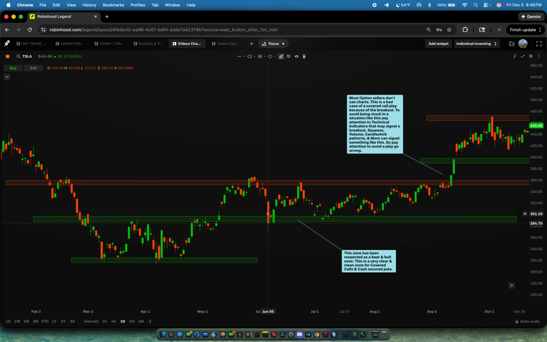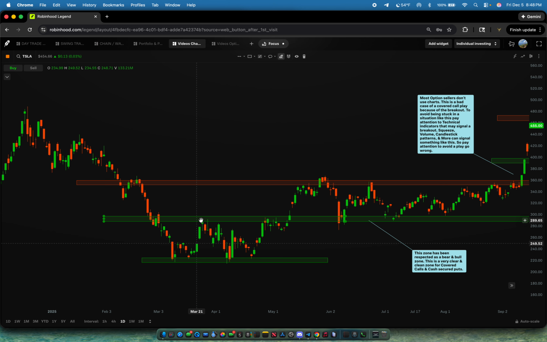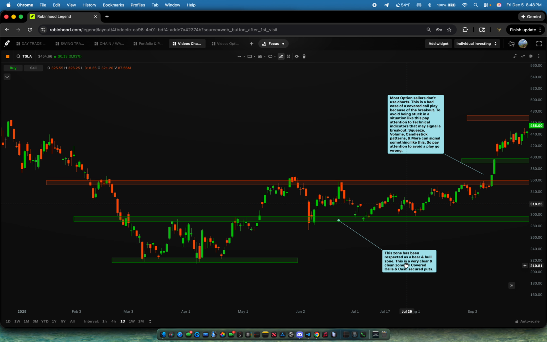We sell off, take profits, and guess what? We're bouncing off of the same level that we used to hit resistance at, which is currently going to be a demand zone. This is where you want to do cash secured puts. So this is why I also said this zone has to be respected as a bear and bull zone. This is a very clear and clean zone for covered calls and cash secured puts. Covered calls over here, and now we're doing cash secured puts in this zone.